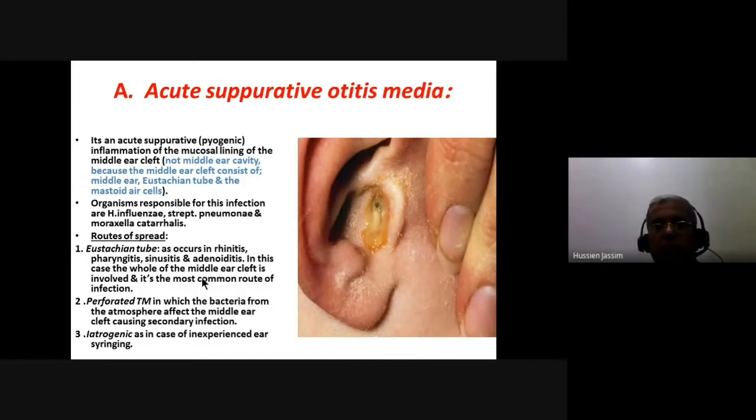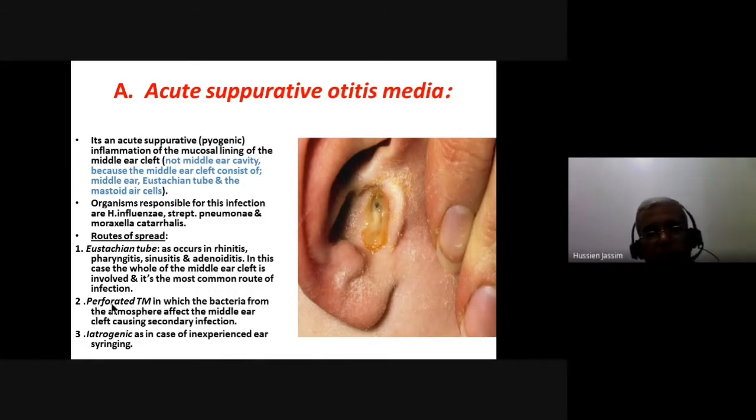In this case, the acute suppurative otitis media, this fluid will be infected and become pyogenic, and then it fills the middle ear cleft and then the middle ear cavity, and causes a pressure on the tympanic membrane and then perforation. This is the usual history of acute suppurative otitis media.